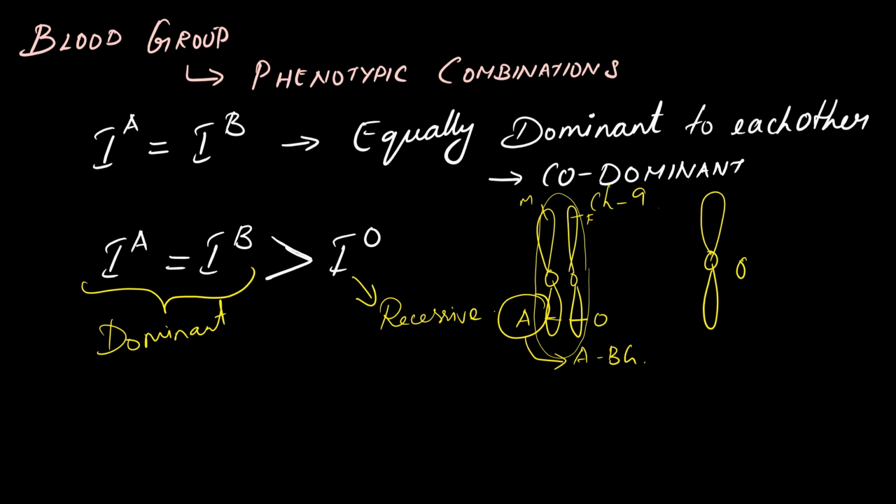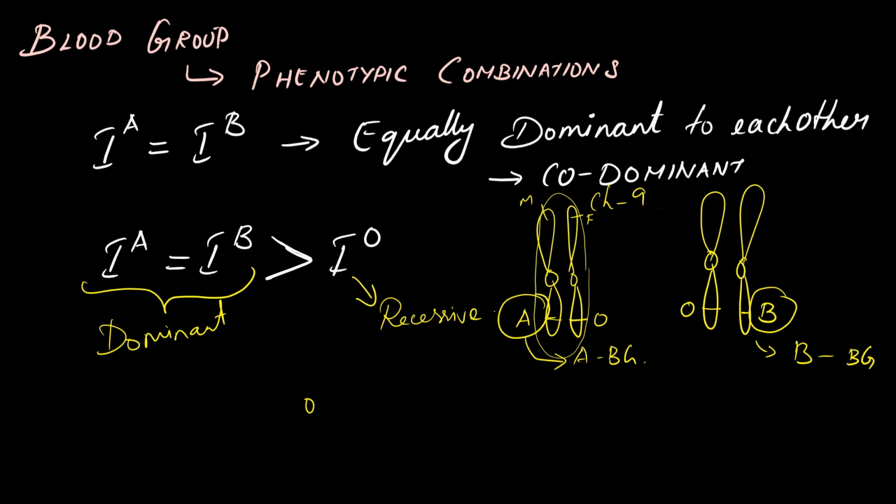In the other case, one parent's chromosome is going to have O and the other is going to be B. So what will be the condition here? B is dominant, O is recessive. As the dominant allele will always be expressed, the child will be having B blood group.